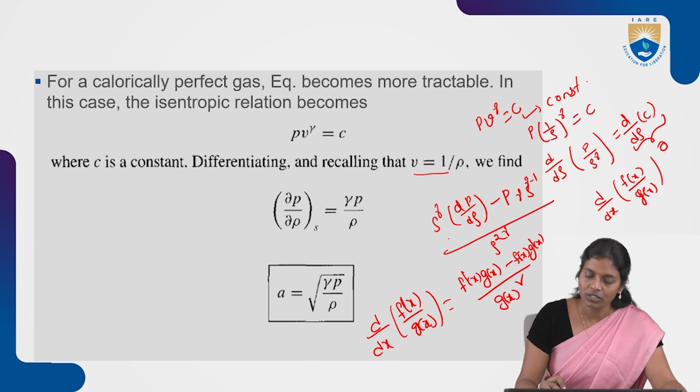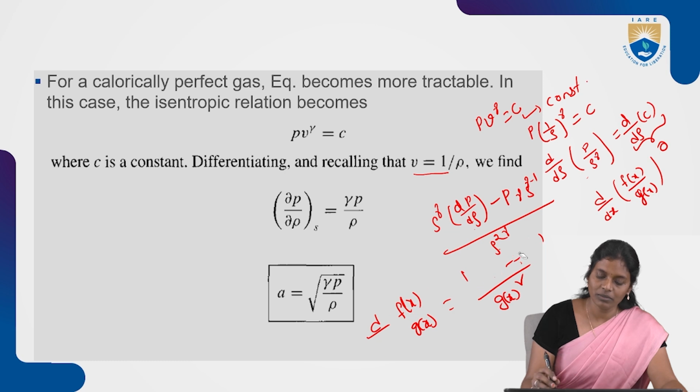So it is constant. So for P, dp by d rho, okay, so minus of P is constant. So for rho gamma, we are differentiating. So for that one, gamma into rho gamma minus 1 divided by g of x square. G of x is nothing but rho gamma, so whole square is rho gamma to the power 2.